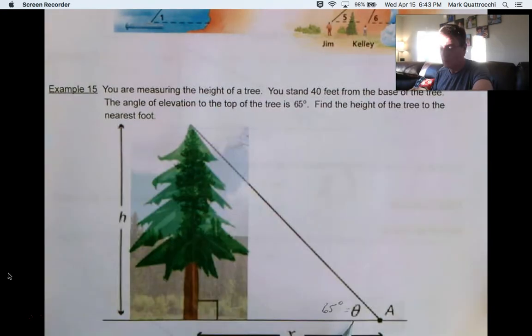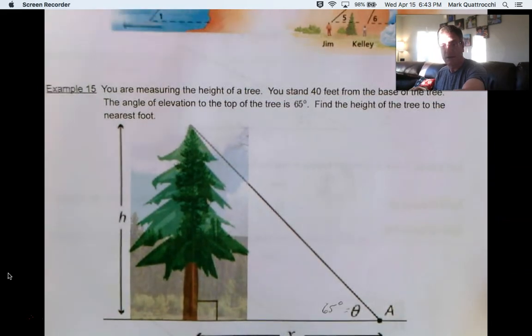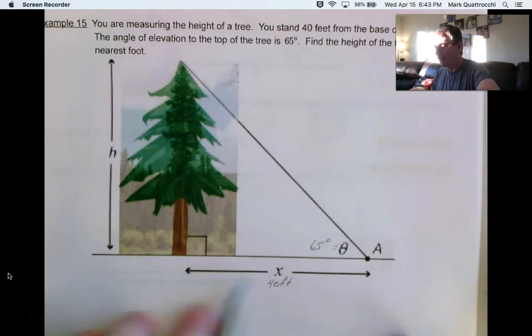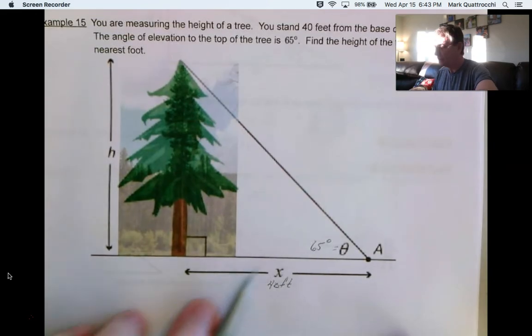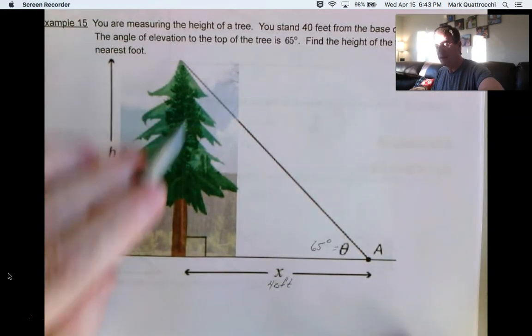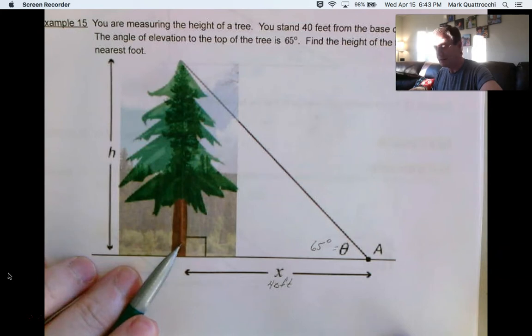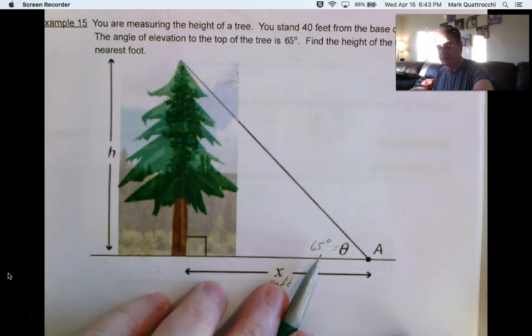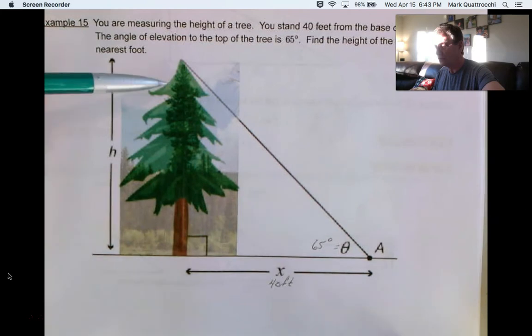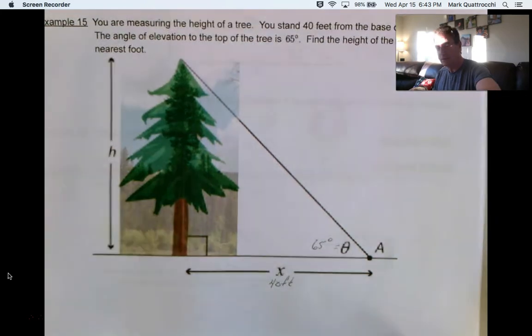If you're wondering, this is a Greek letter theta. It's used in trig, in pre-calculus, and physics. Greek letters are used a lot for naming angle measures. So this is 65 degrees. We want to find the height of the tree, h. We know x, that's adjacent. We're looking for h, that's the height, that's opposite of the 65 degrees. So what trig ratio is opposite and adjacent? Tangent.